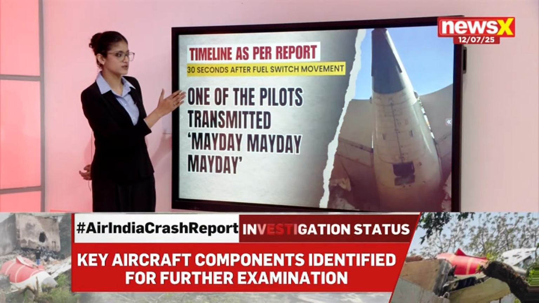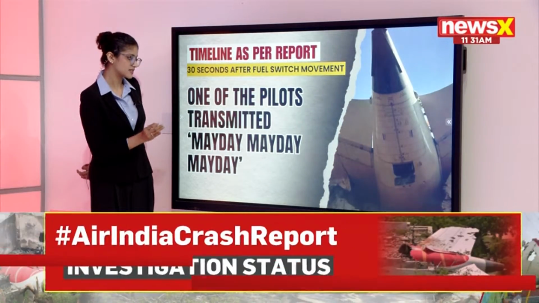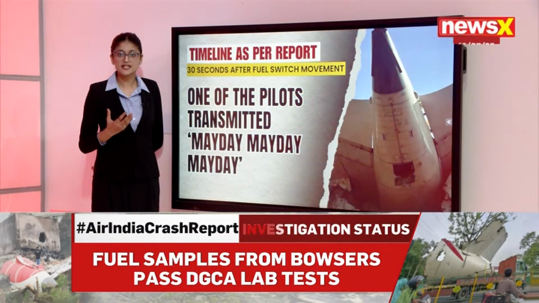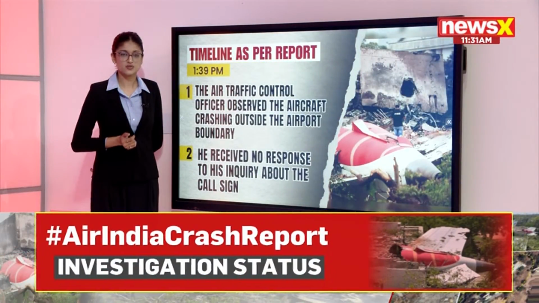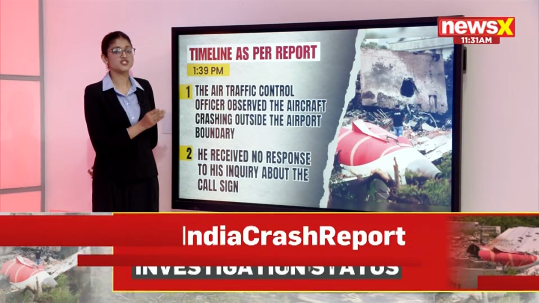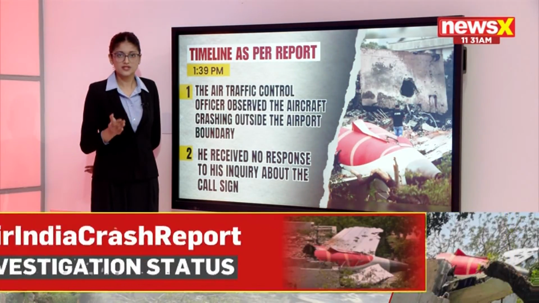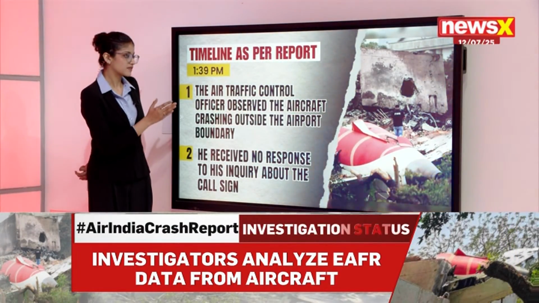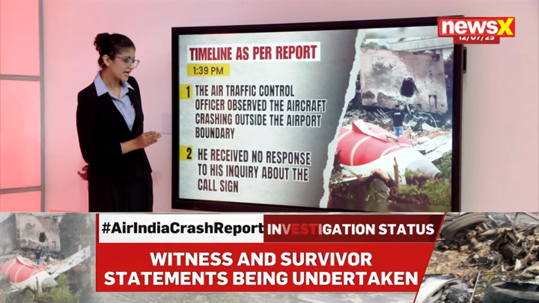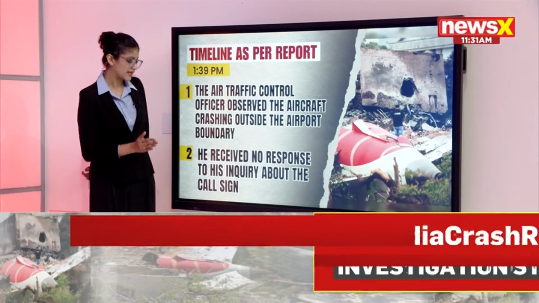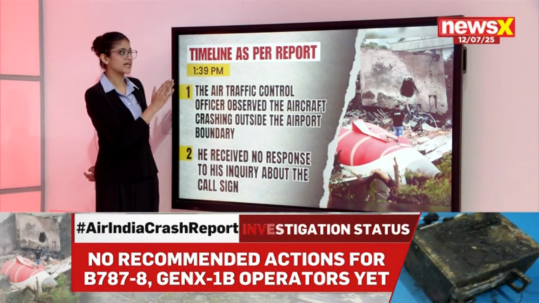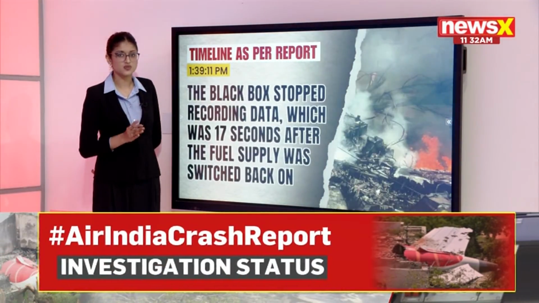30 seconds after the fuel switch movement, one of the pilots transmitted "Mayday, Mayday, Mayday." So, as we of course saw, within 30 seconds of the fuel system being switched off, the pilots issue a Mayday call. Now, at 1:39 p.m., which is not even a full minute after the aircraft became airborne, the air traffic control officer observed the aircraft crashing outside the airport boundary, and he received no response to his inquiry about the call sign. So, this is what we are getting as per the timeline which has emerged when we take a closer look at the report.